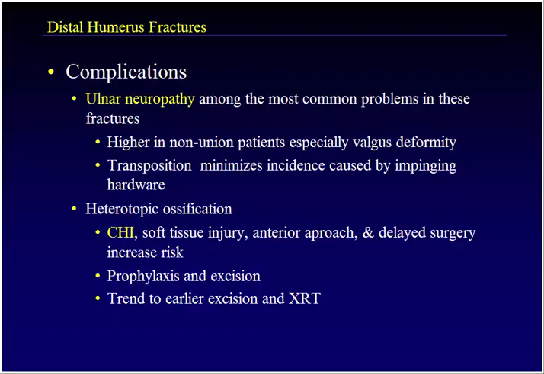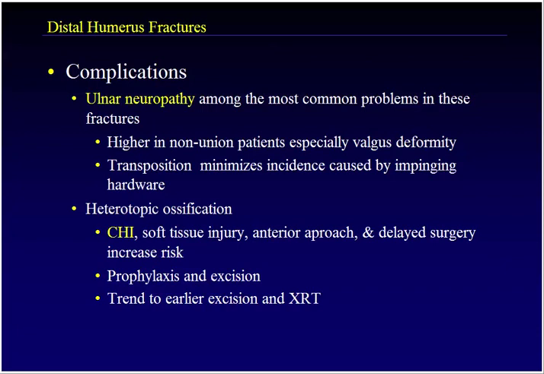Other complications, ulnar neuropathy is probably one of the most common problems in these fractures. It's especially seen in patients that have non-union of the distal humerus with a valgus deformity. Transposition of the ulnar nerve can minimize the incidence of this by minimizing your impingement in the hardware. Again, there's nothing in the literature that clearly shows that ulnar nerve transposition is necessary in these fractures.